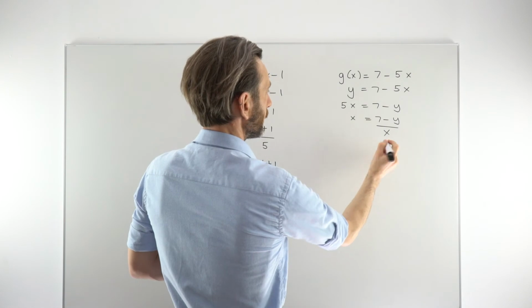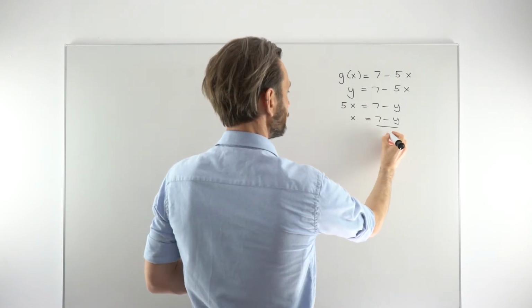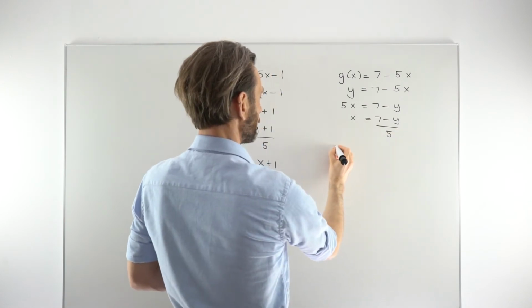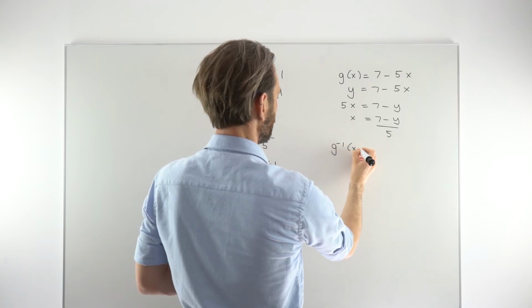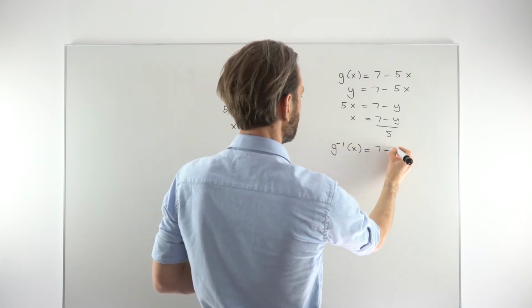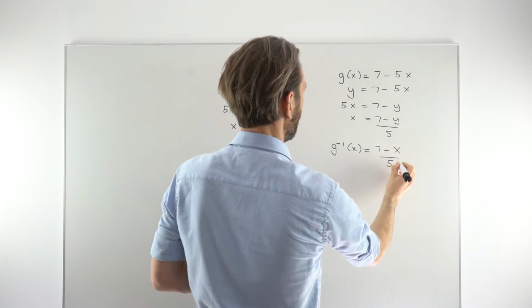Okay, so we've got it rearranged. That should of course be a 5, and then we can just go and write the inverse. g to the minus 1 of x equals 7 minus x over 5.